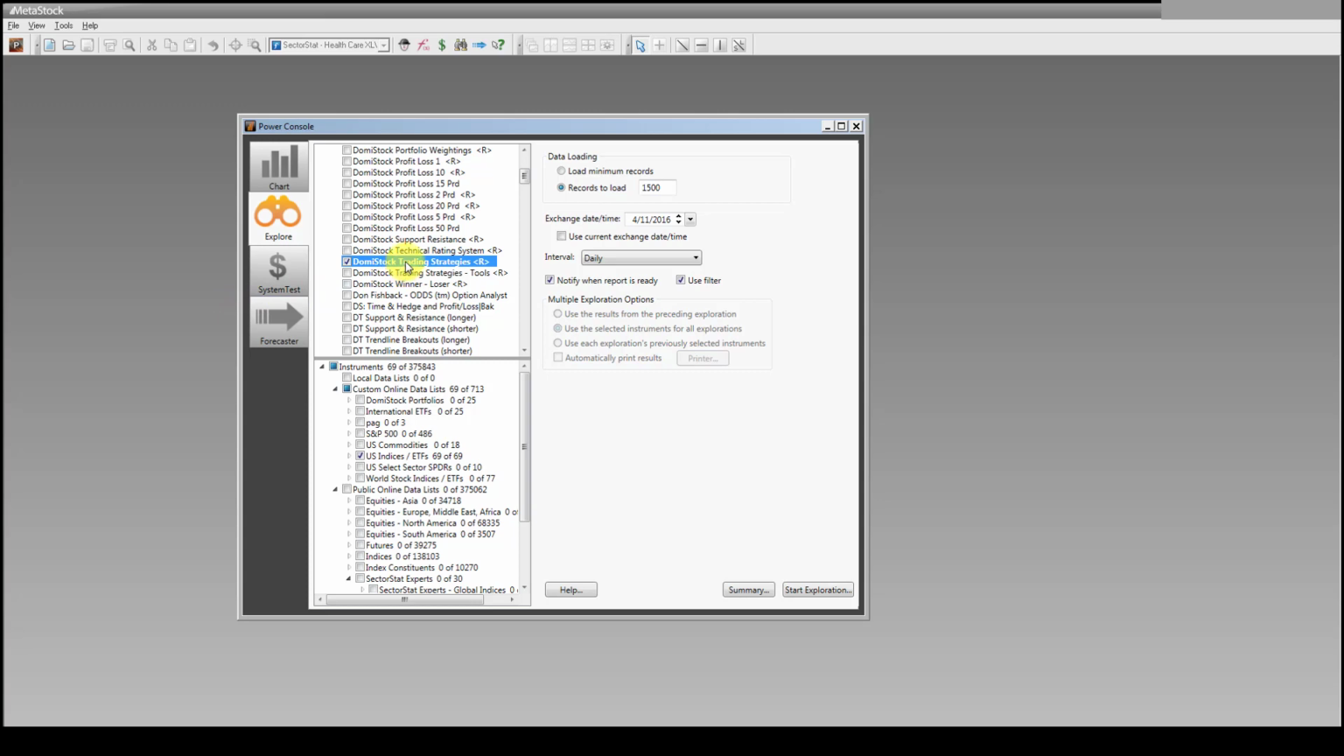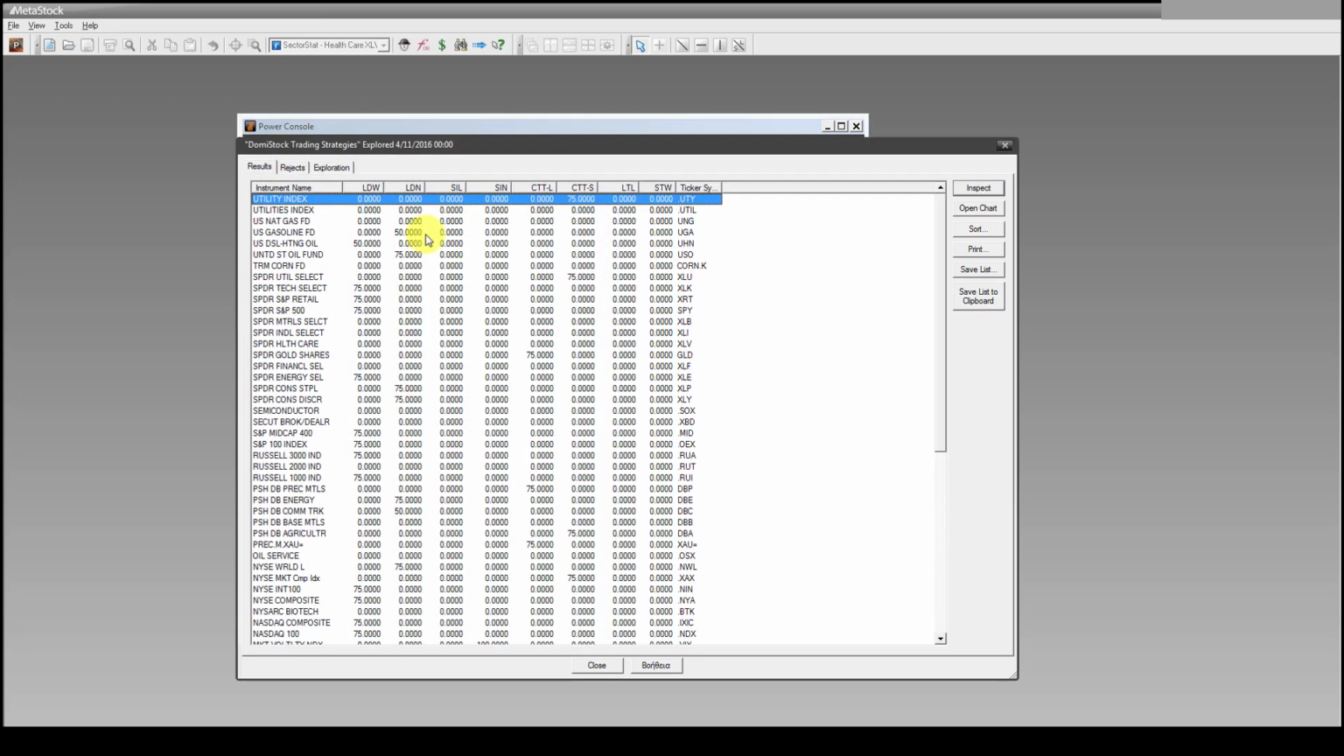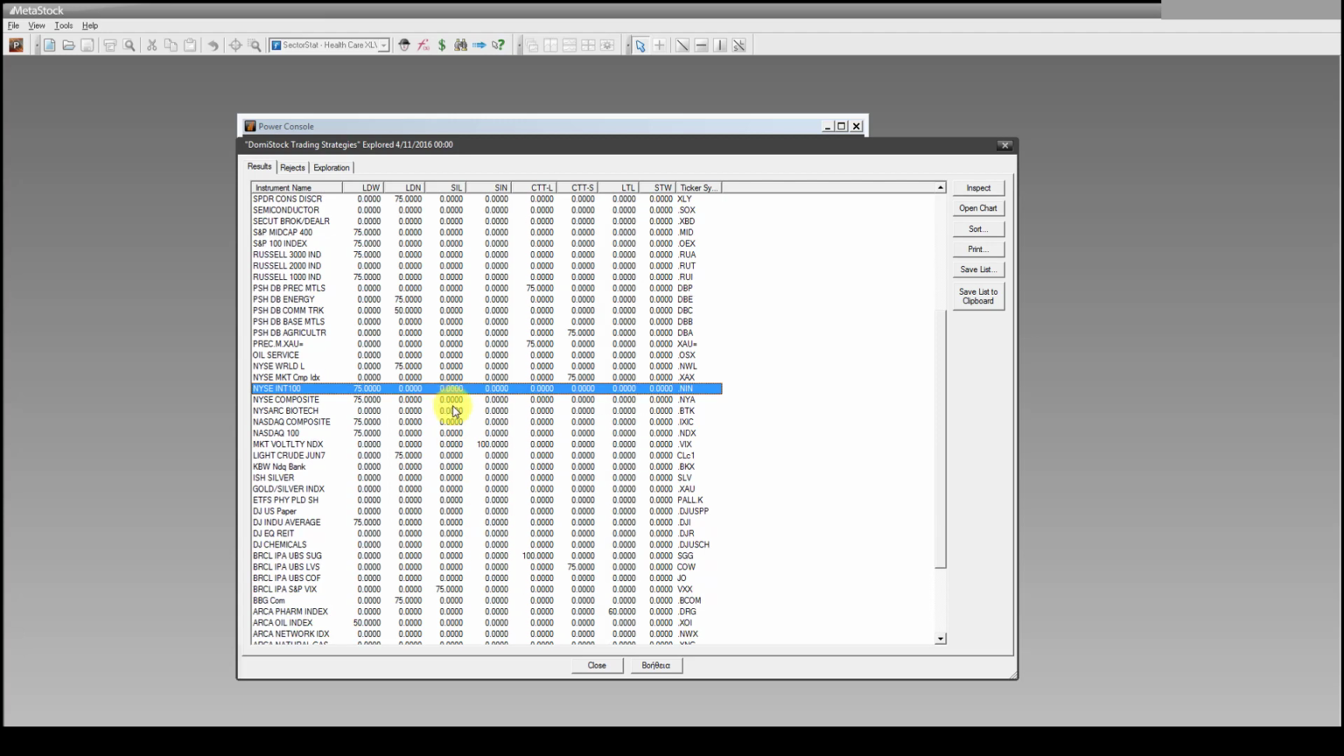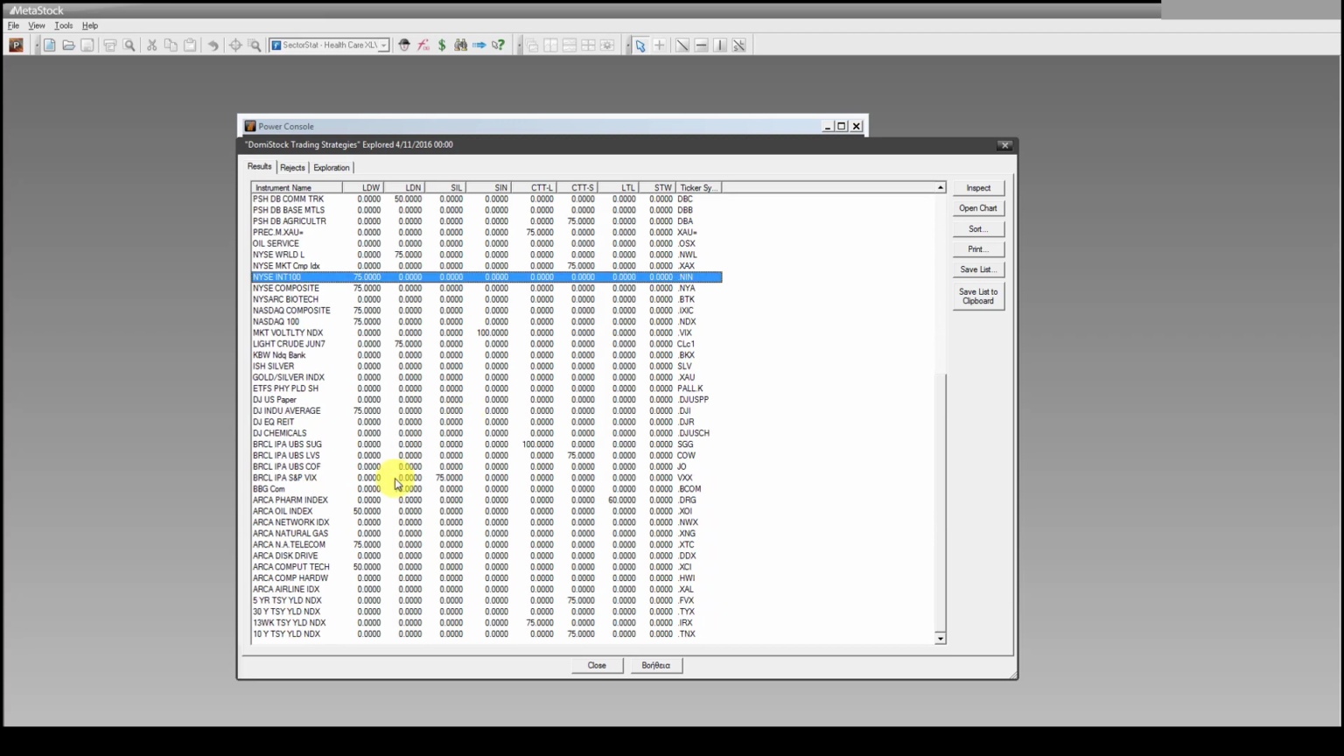DomiStock's scans will not only look for securities that meet the criteria of the strategies, but will provide a rate from 0% to 100%, according to how many of these criteria are met. Thus, if all criteria are met, the scan will return a value of 100. If half of the criteria are met, this value will be 50.